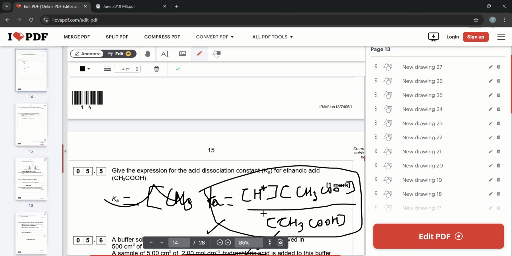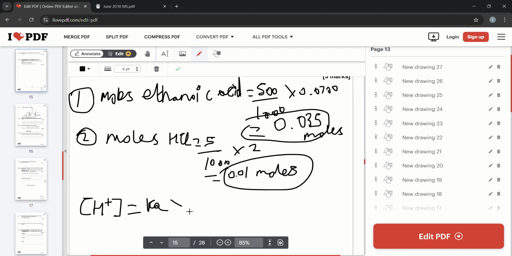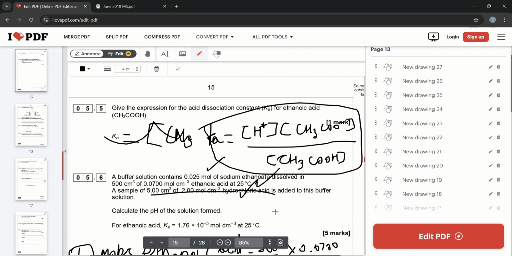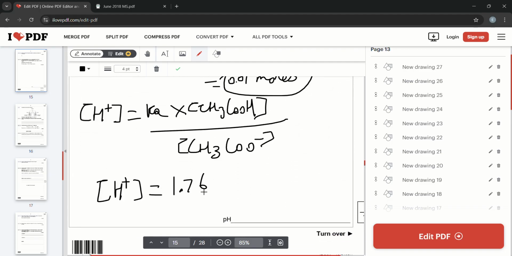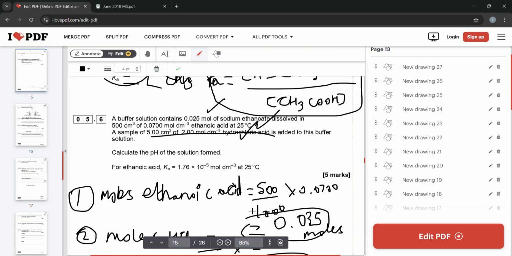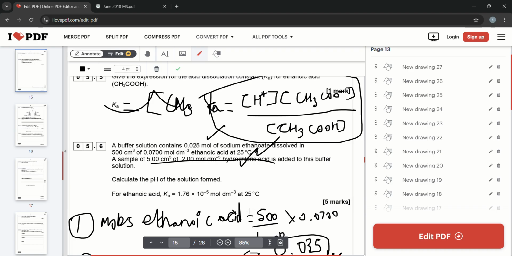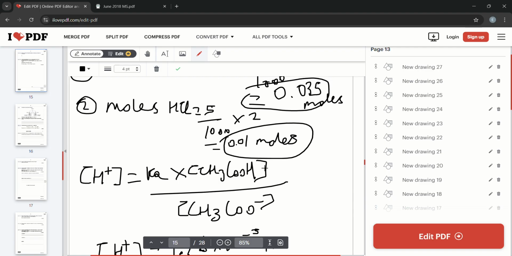[H+] is equal to Ka times [CH3COOH] over [CH3COO-]. [H+] is equal to Ka, 1.76 times 10 to the power minus 5, times sodium ethanoate. No, this is the carboxylic acid.